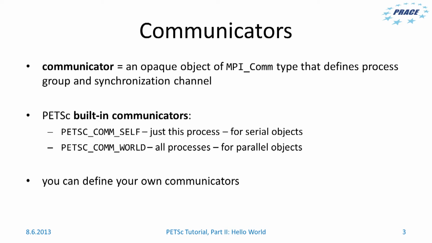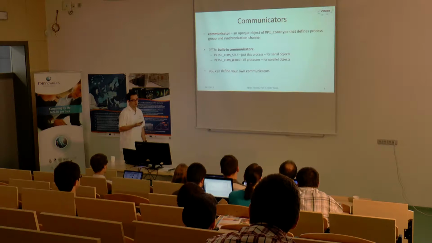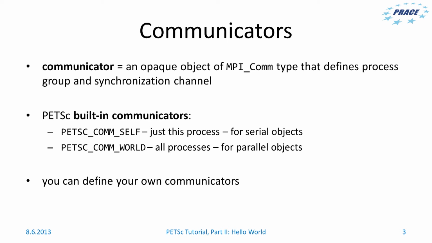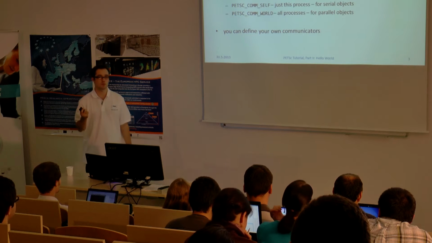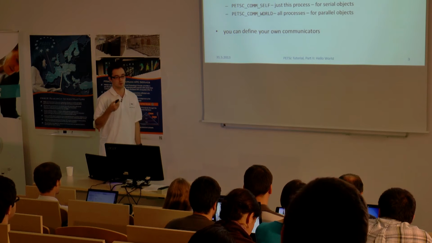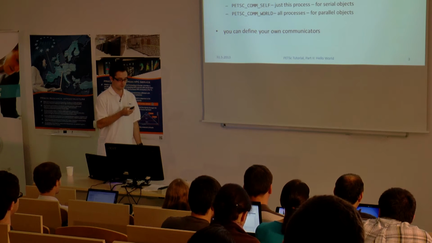64 bits. Let me now remind that the communicator is an opaque object that defines process group and synchronization channel in MPI. PETSc defines two standard communicators, PETSC_COMM_SELF and PETSC_COMM_WORLD. PETSC_COMM_SELF contains just a single process, and on the contrary, PETSC_COMM_WORLD contains all processes. So typically for sequential objects, you use PETSC_COMM_SELF, whereas the distributed objects live in PETSC_COMM_WORLD. You can, of course, define your own communicators using MPI routines.